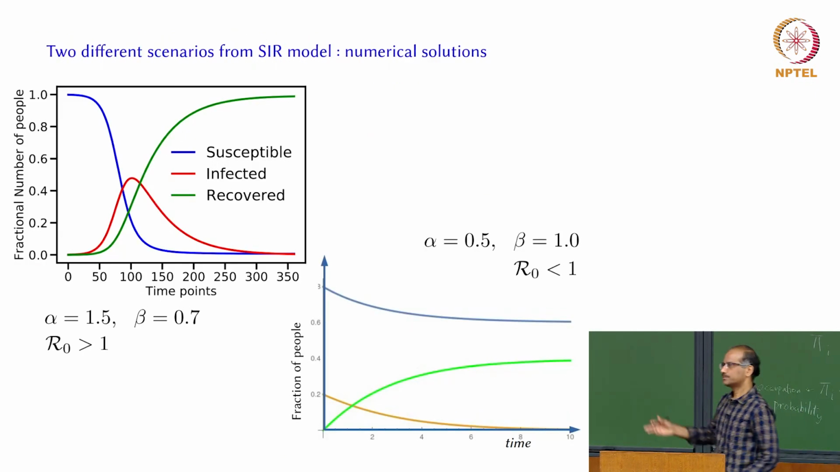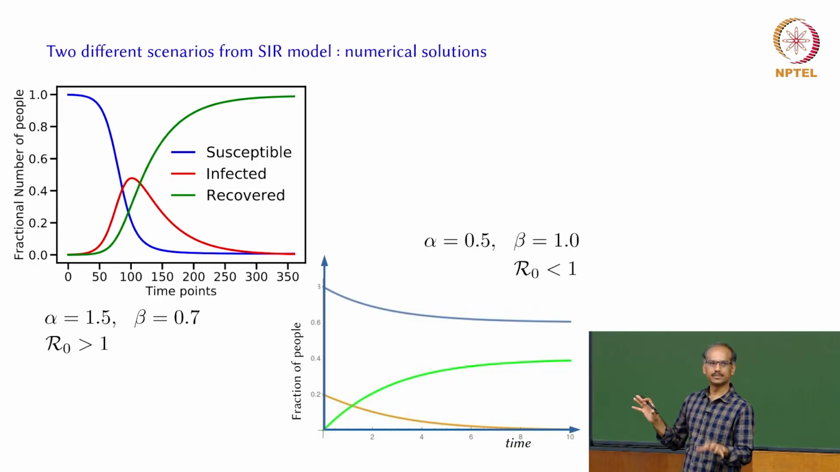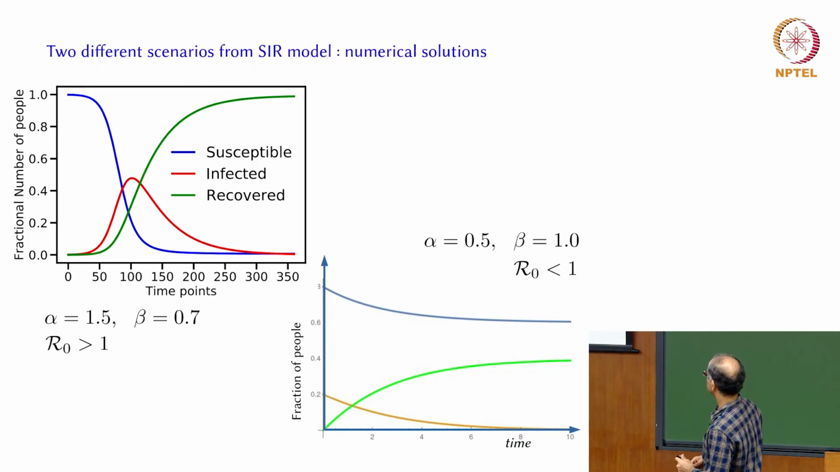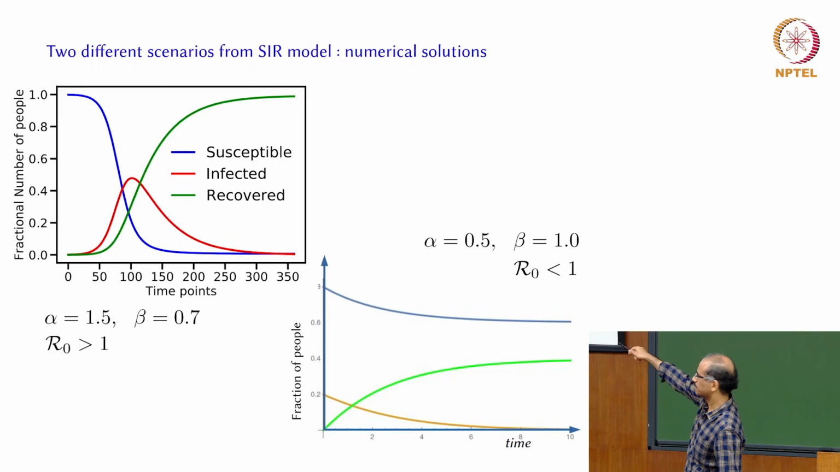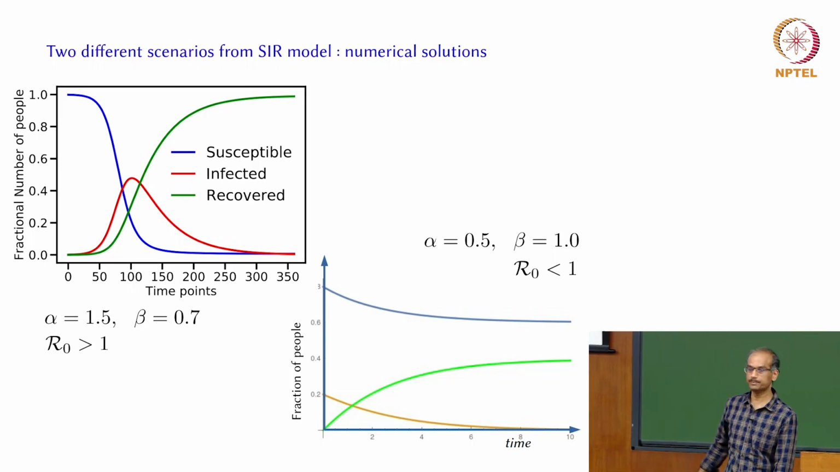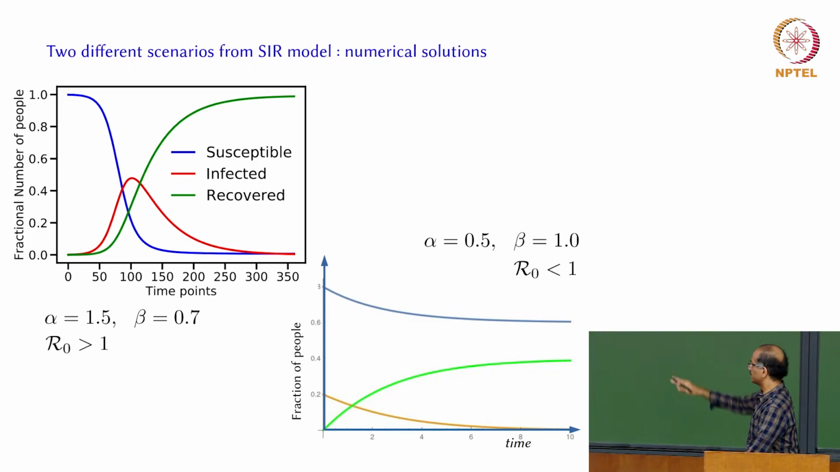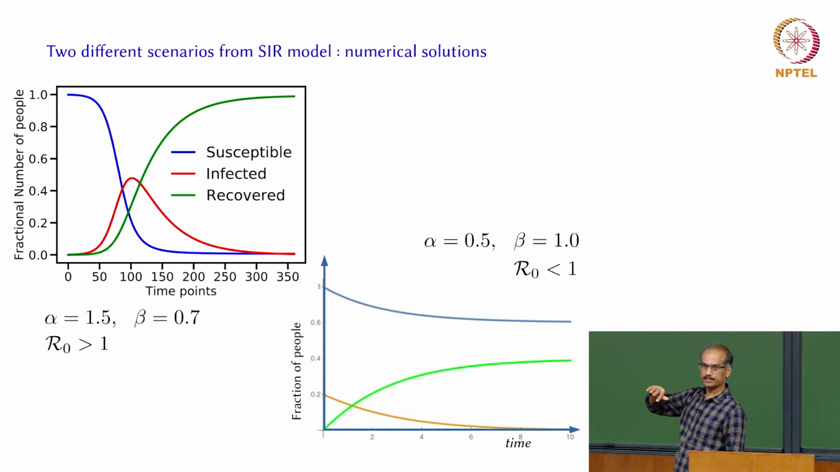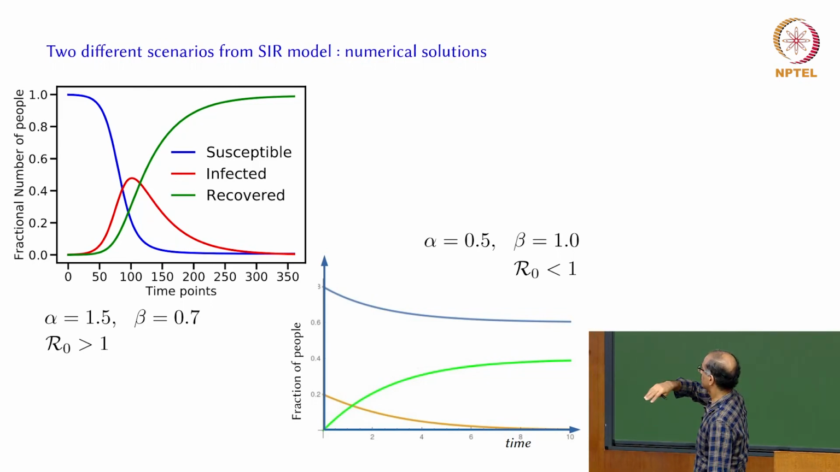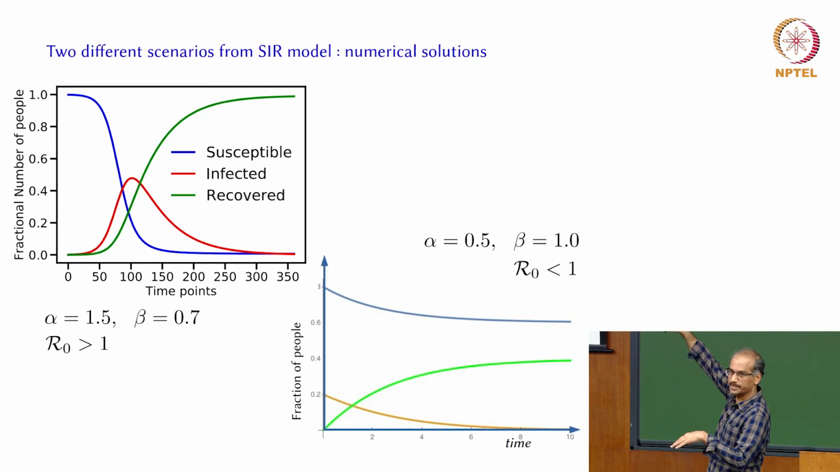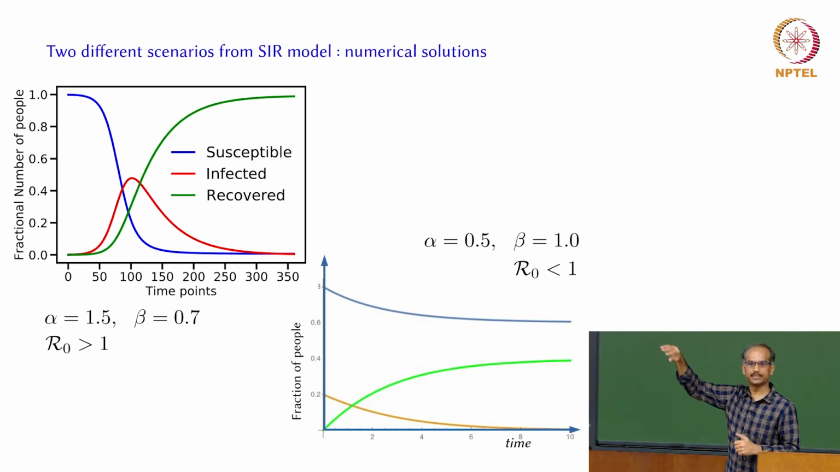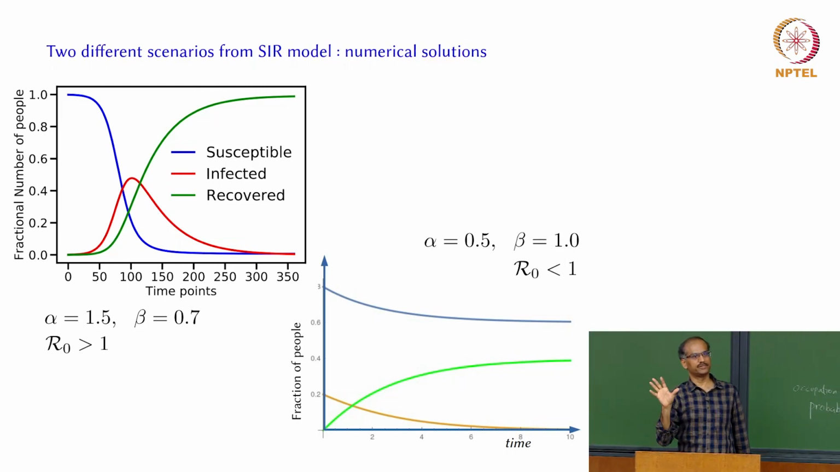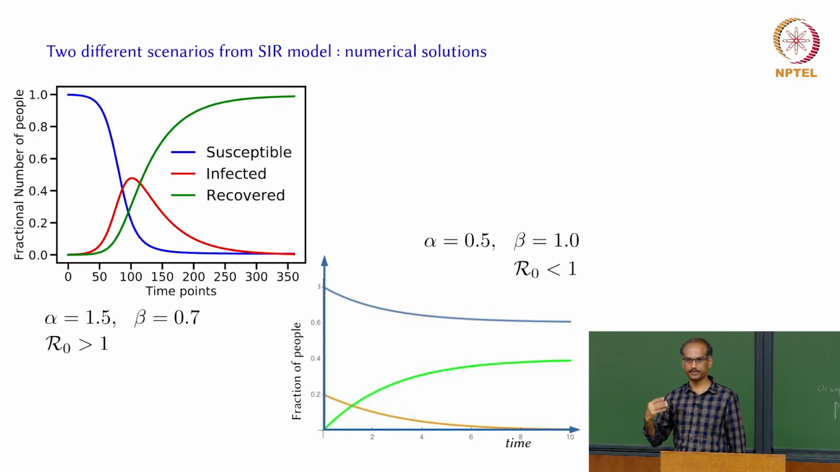Okay, so if you try to solve it, there are 2 possible distinct scenarios that you will get. There is one case, for instance, you see that left curve at the top, especially look at the red curve, which is the infected case. You can see that initially it increases, that is that exponential increase of number of infected people.